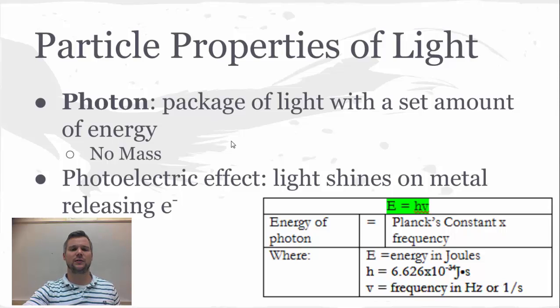So the experiment that showed this was the photoelectric effect. And the basics of that is that light shines on a piece of metal, and when it does, if it's high enough energy light, it's going to release electrons in doing so.